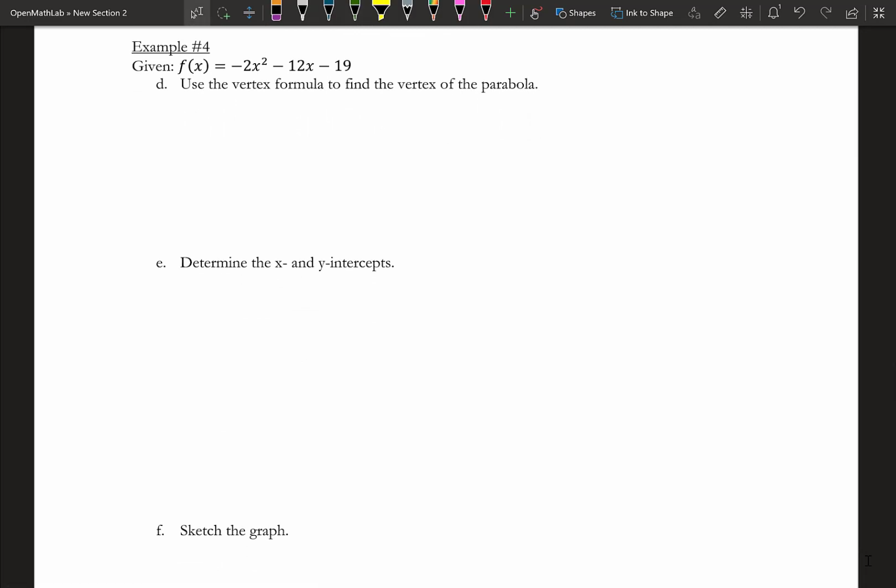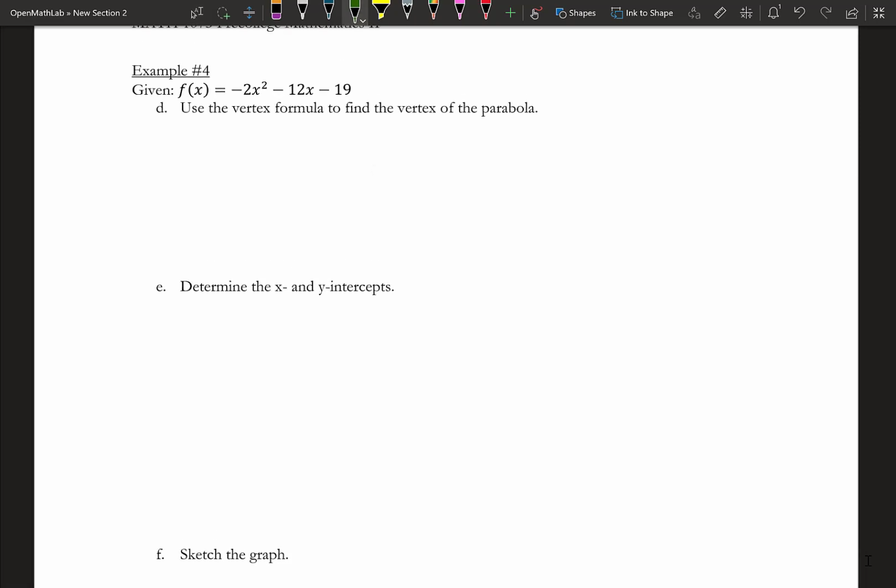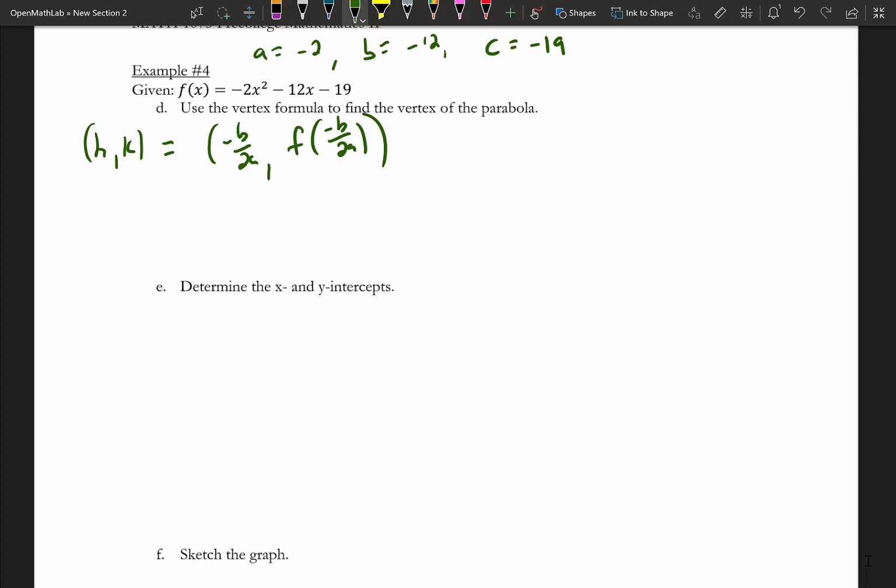Right, so the next example, example 4, is very similar to the last one. Just to get some more practice with this, a is -2, b is -12, and c is -19 in this function. Same thing, the vertex (h, k) is equal to -b divided by 2a, comma, and then plugging that into the function. So -b divided by 2a is equal to, that would be positive 12, right? Because -12 would be positive 12, divided by 2 times -2, which equals 12 divided by -4, which is -3.